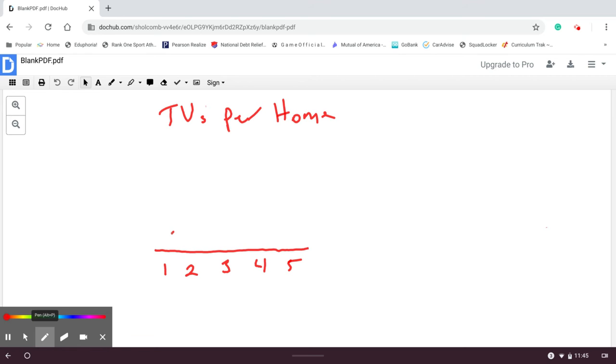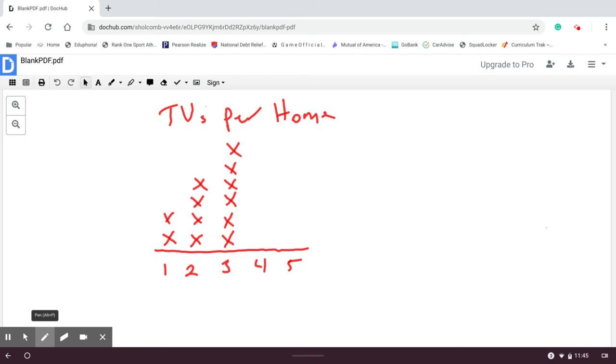and 2 of them had just 1 TV. 4 of them had 2 TVs. 6 of them had 6 TVs. 4 of them had 4 TVs. And 2 of them had 5. All right, so you're supposed to find the mean, median, and mode, and also the range of this data.